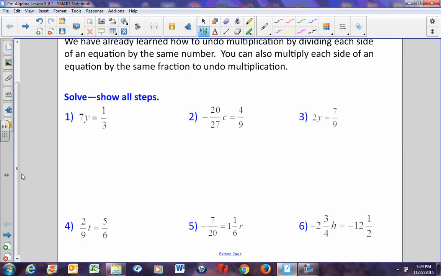So 7y equals 1/3. I'm going to multiply both sides of this equation by 1/7. This 7 cancels this 7, leaving me with y. Straight across the top, 1 times 1 is 1. Straight across the bottom, 7 times 3 is 21. So y equals 1/21.